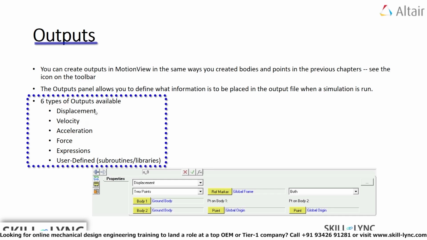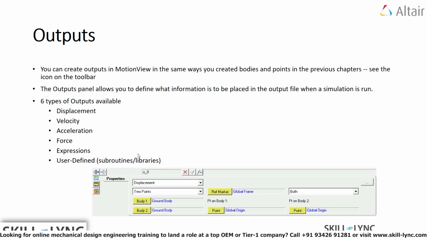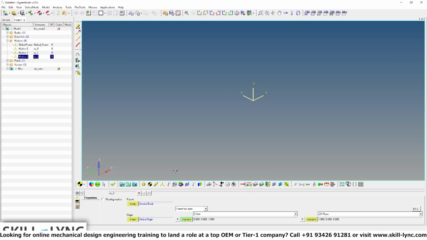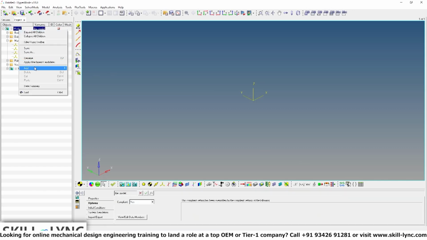They are displacement, velocity, acceleration, force, expressions, and then the user-defined outputs. So I'll show this to you in the graphical user interface. There are 3 ways of adding the outputs: you can go to the model, right click, go to add, go to reference entity, and see that you don't have any outputs here.